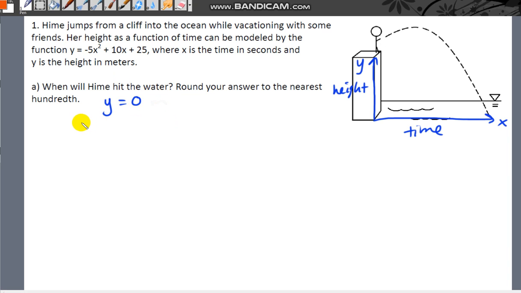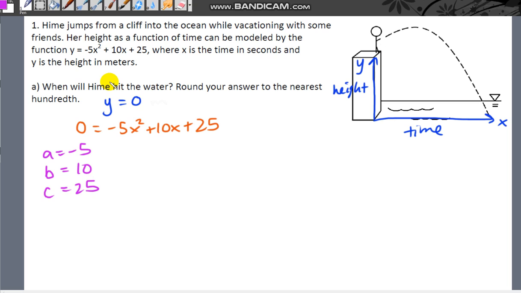When we do that, we get 0 equals negative 5x squared plus 10x plus 25. And then what we can do here is apply the lovely quadratic formula. If we apply it, we get a equals negative 5, b is 10, and c is 25. So let's go ahead and apply that lovely quadratic formula.